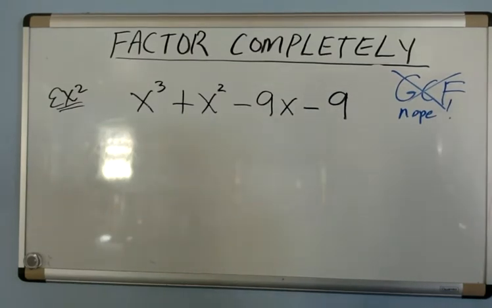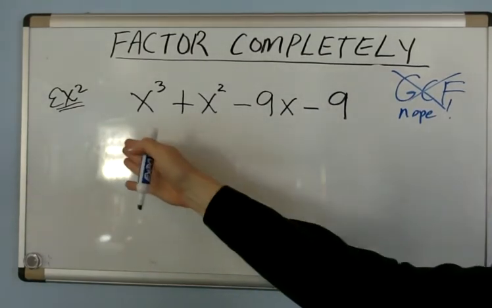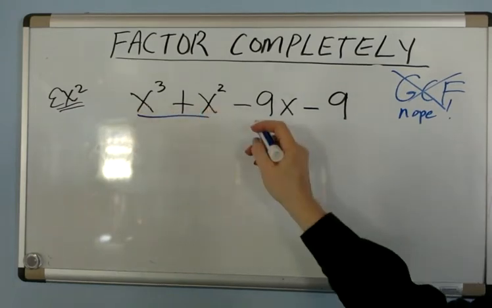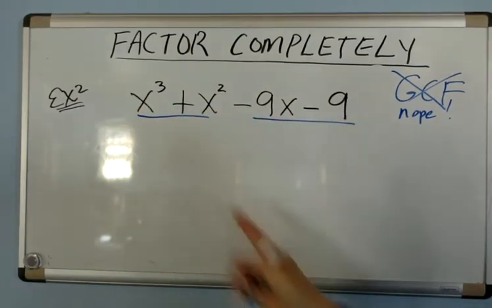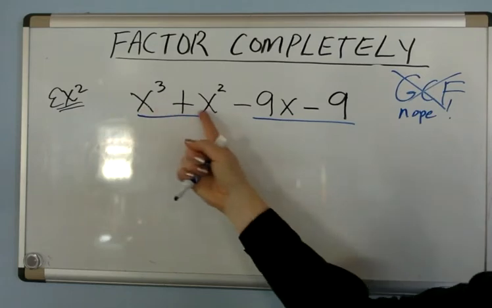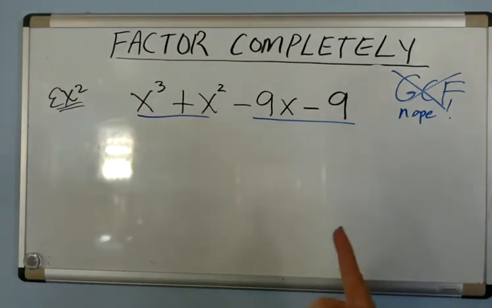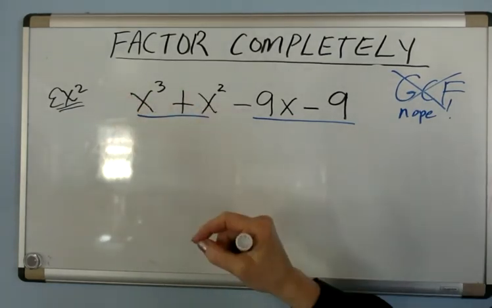So I'm going to group the first two together, and I think there's a little bit of a glare on the board over here, so I'm going to have to move over a little bit. And then I'm going to group these two together. Well, in these two terms, the greatest common factor is x squared. There's no number here, there's no coefficient.